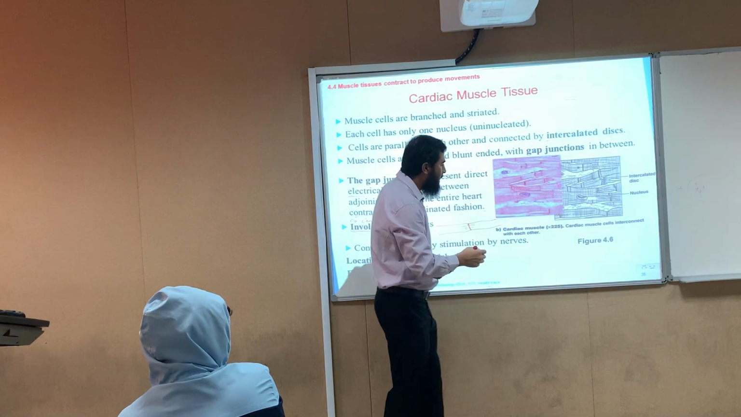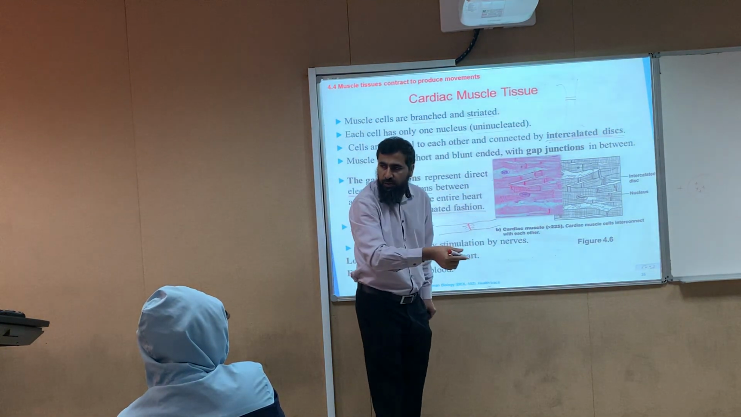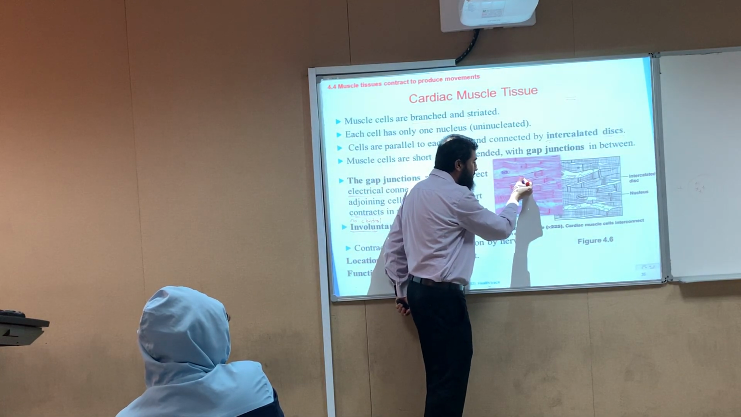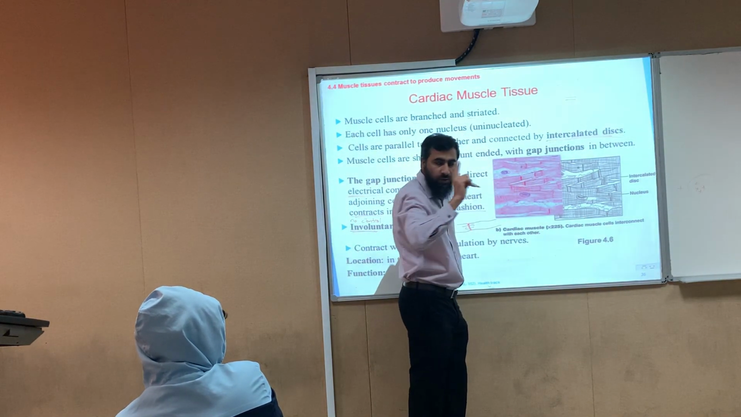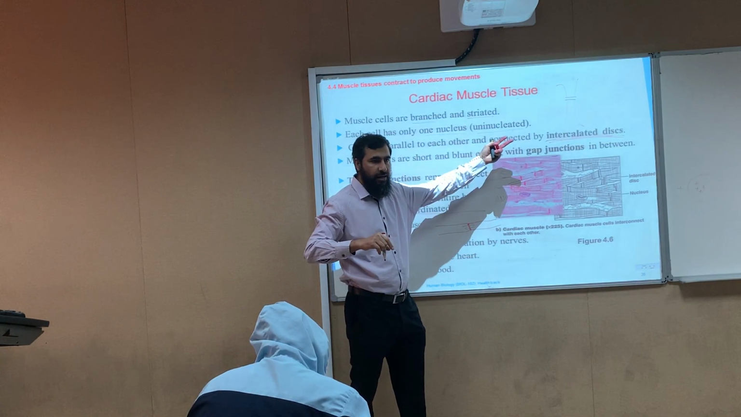So we have the normal striations, which are the actin and myosin. Where we find the gap junctions, we see these dark striations only between cells, not within the cell. We call that intercalated discs.